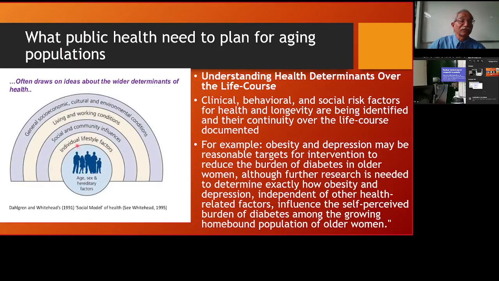We have to come up with individual lifestyle factors, social and community influences, living and working conditions, general socioeconomic, cultural and environmental conditions. So all these things are going to be with age, sex, hereditary factors and everything. So we need to create such a model for the health determinants over the life course. Clinical, behavioral, and social risk factors for health and longevity are being identified, and then you try to find out how to reduce obesity, how to reduce depression in the elderly population, how they can be independent and move around.